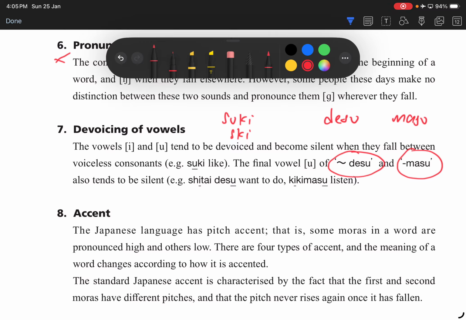For example, a word like taxi. In Japanese we say takushi, but we don't actually say takushi. We say taxi, for example. The U is silent. For some words, the I is also silent. We will see these as we go along. For now, you don't need to memorize anything. Just understand that there's such a thing called silent U, silent I.